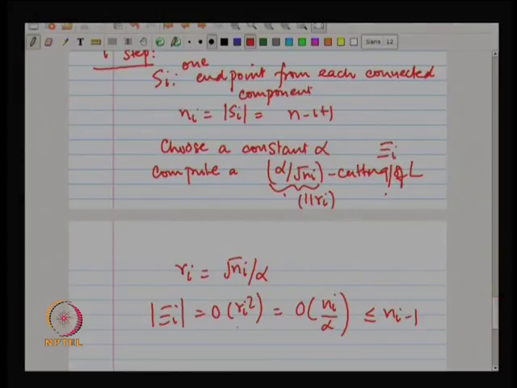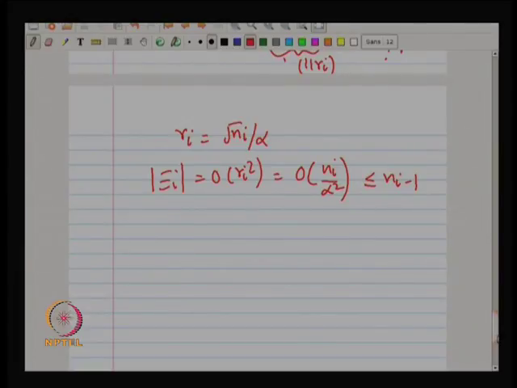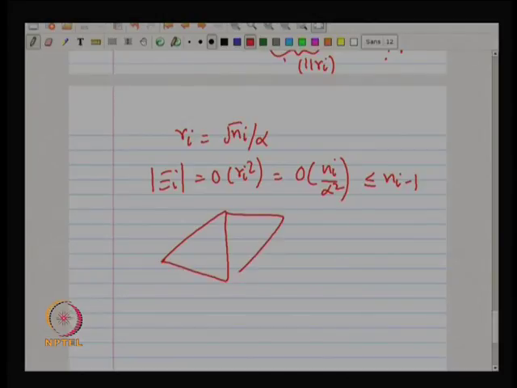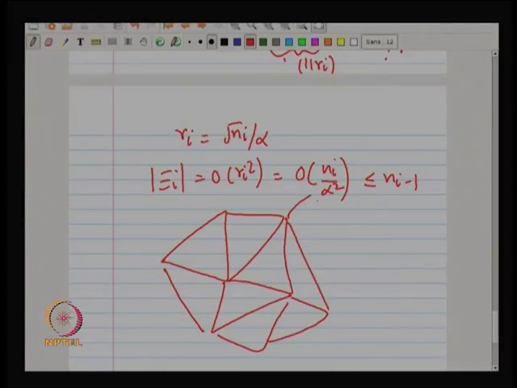So, the size of the 1 over R I cutting is order of R I square, R I was root n I over alpha, so you get n I over alpha square. If you choose alpha to be sufficiently large, this quantity will be n I minus 1. Now, what I know is the number of points is n I, and the number of triangles in the cutting is at most n I minus 1. So here is a cutting, and then you have some unbounded triangles. The number of points is n I. It means there is a triangle that contains at least 2 points.